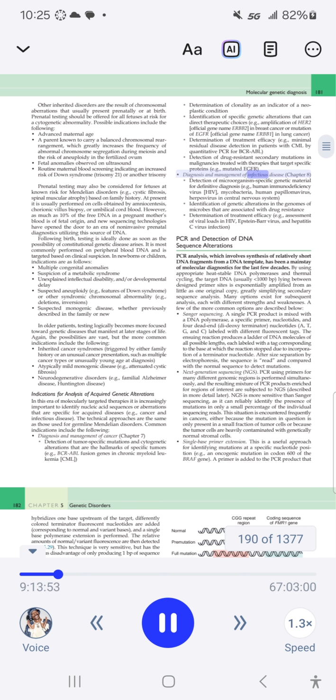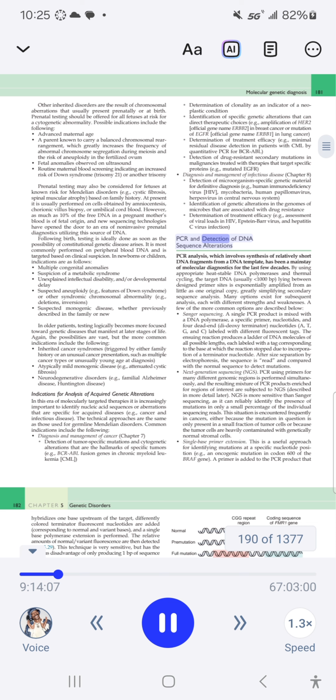Diagnosis and management of infectious disease. Detection of microorganism-specific genetic material for definitive diagnosis, e.g., human immunodeficiency virus, HIV, mycobacteria, human papillomavirus, herpes virus in central nervous system. Identification of genetic alterations in the genomes of microbes that are associated with drug resistance. Determination of treatment efficacy, e.g., assessment of viral loads in HIV, Epstein-Barr virus, and hepatitis C virus infection.